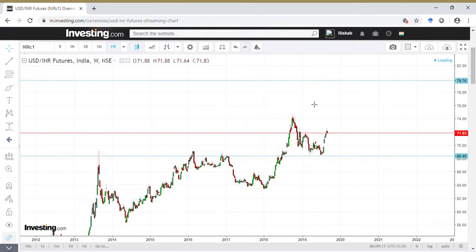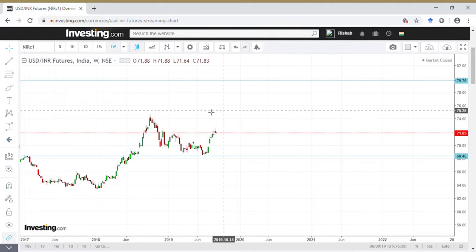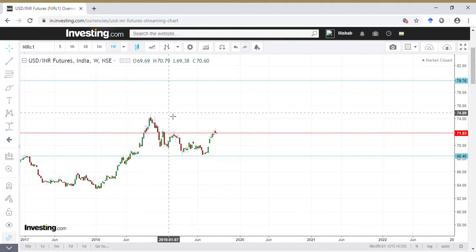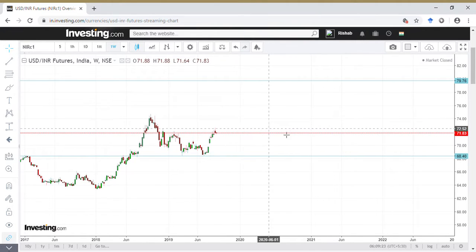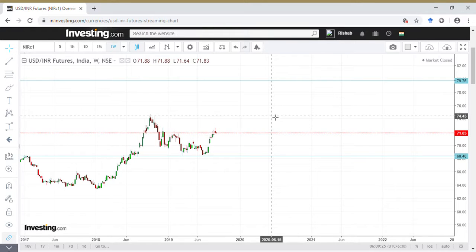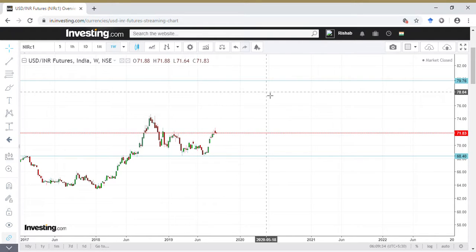We expect this to happen around the mid of 2020, somewhere around that, when we can expect 79, or any time. The time frame is monthly, so we can expect this target of 79 to be reached probably somewhere within the 2020s.